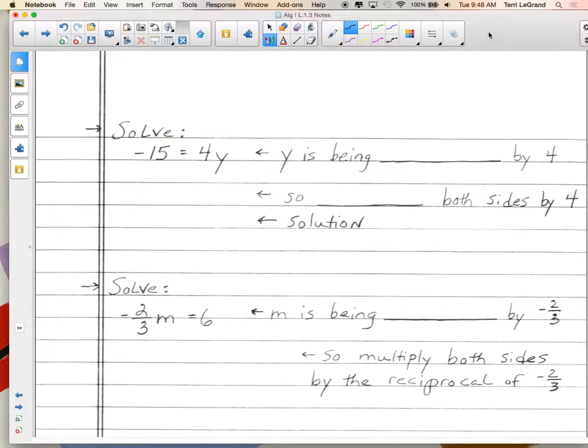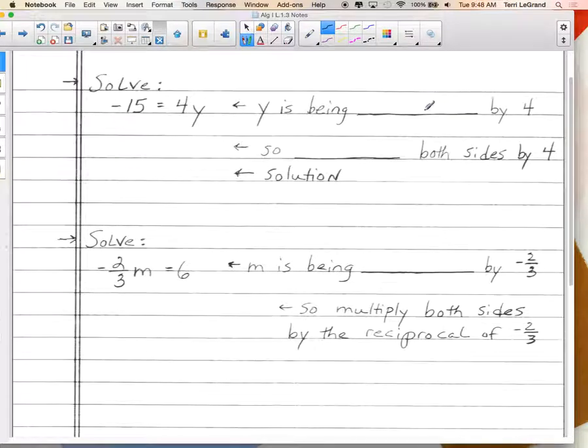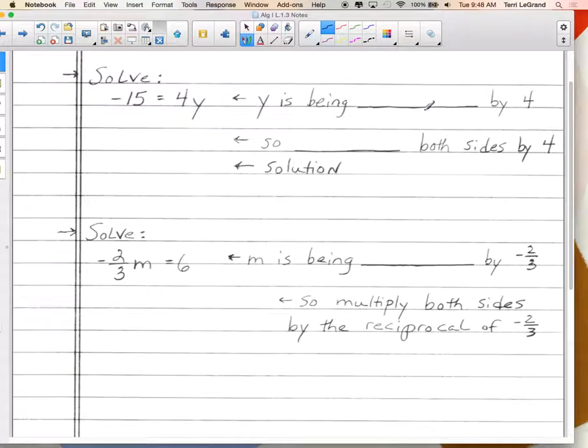Let's take a look at the first one there. Negative 15 equals 4y. Y is being what? Let's look at the side that y is on. Being multiplied by 4. Now you don't have to write all this stuff out in your homework, but these are the thoughts that should be going through your head while you're doing your homework. Oh, it's negative 15 equals 4y. Y is being multiplied by 4.